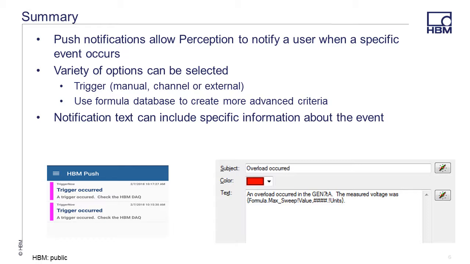In summary, the push notifications feature allows a user to be notified when something of interest happens in Perception. The notification text can include specific information about the event, such as the overload value and the time at which it occurred.